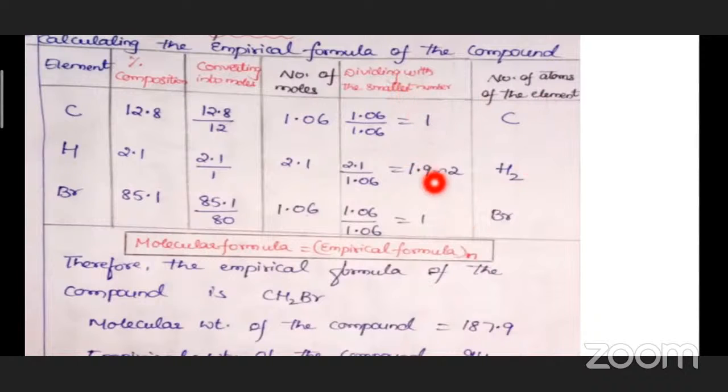Once upon dividing, we are getting the smallest number. These are the number of atoms of the elements. So this number pertains to carbon, this 2 pertains to hydrogen, 1 pertains to bromine. So CH2Br is the empirical formula. In the problem, they are asking us to find out the molecular formula, and they gave us the molecular weight. Once you know the empirical formula, you have to calculate the empirical weight. Molecular weight divided by empirical weight will give you n. Once you get n, you calculate the molecular formula.